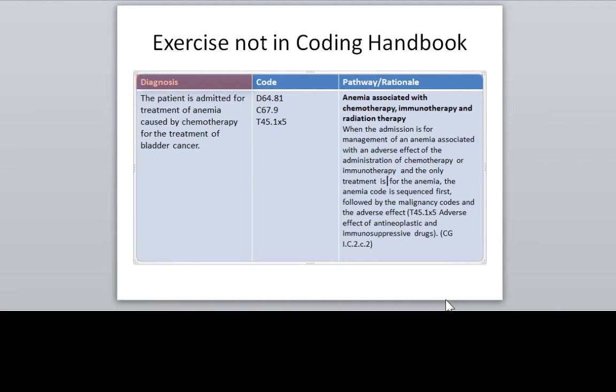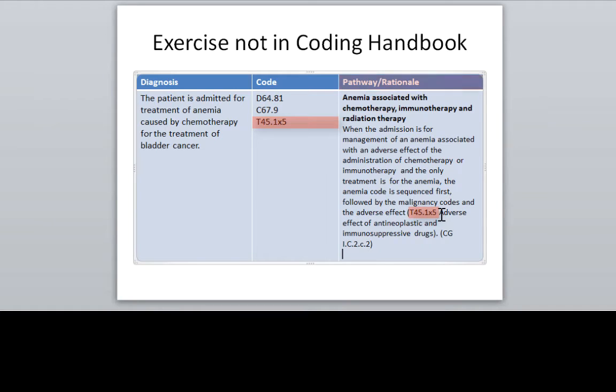The next exercise, not in the coding handbook, is the patient is admitted for treatment of anemia caused by chemotherapy for the treatment of bladder cancer. We have a guideline that directly addresses anemia associated with chemo. And here we go. It's coding guideline 1C2C2. When the admission is for management of anemia associated with an adverse effect of the administration of chemo or immunotherapy, and the only treatment is for the anemia, the anemia code is sequenced first, followed by the malignancy codes and the adverse effect code.